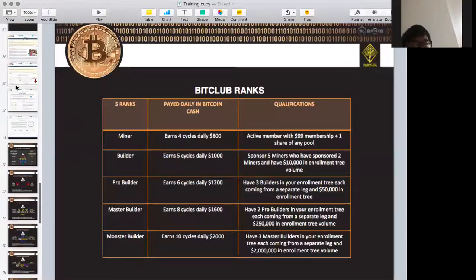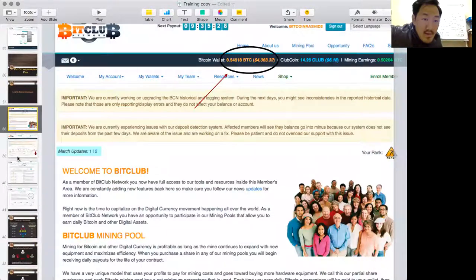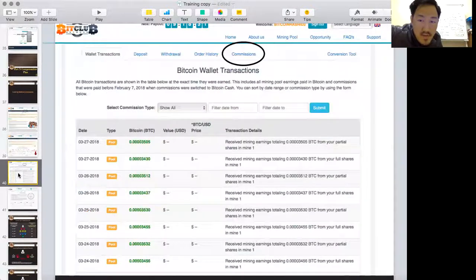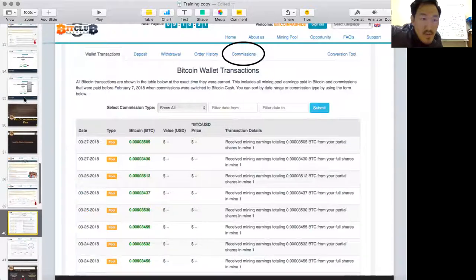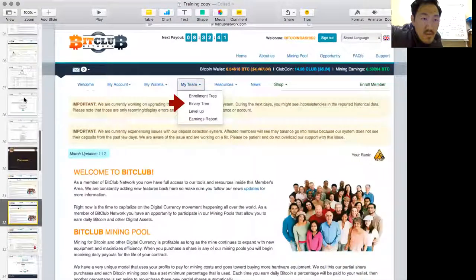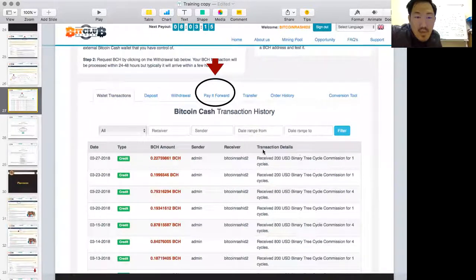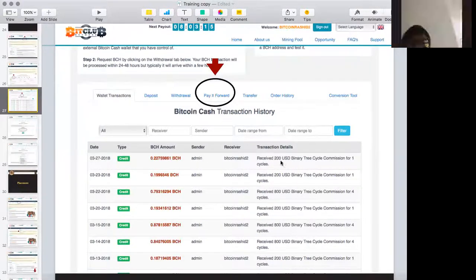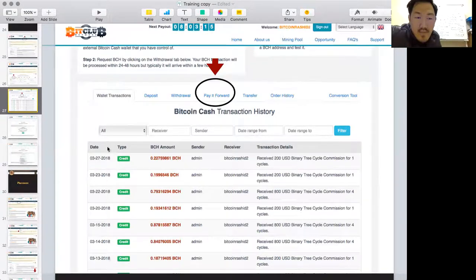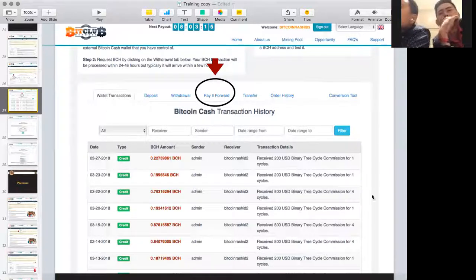So, for example, I can show you a little bit here. You come in, you go on the website. This is where the bulk of your passive income comes from, the binary. For one cycle, they give you 200. 4 cycles, they give you 800. You can see this on the date. That's how it looks.